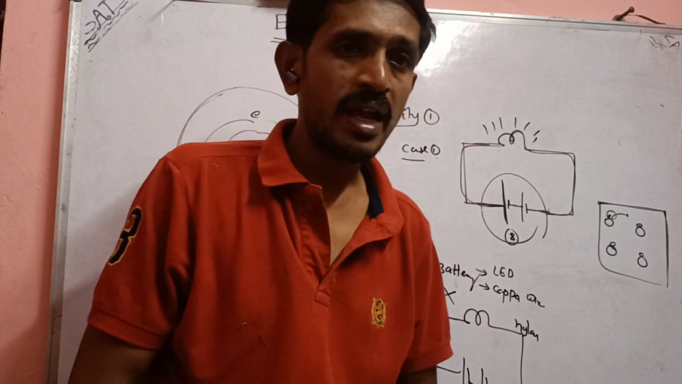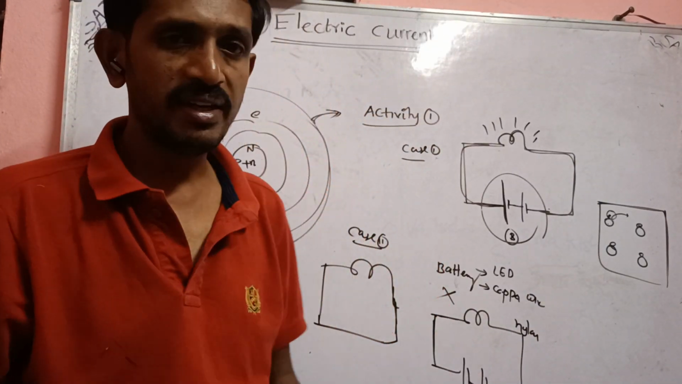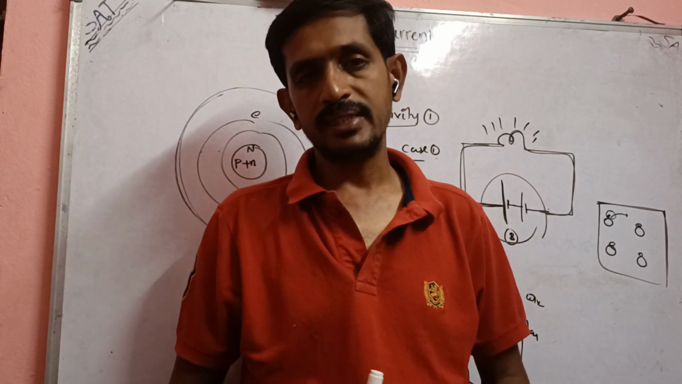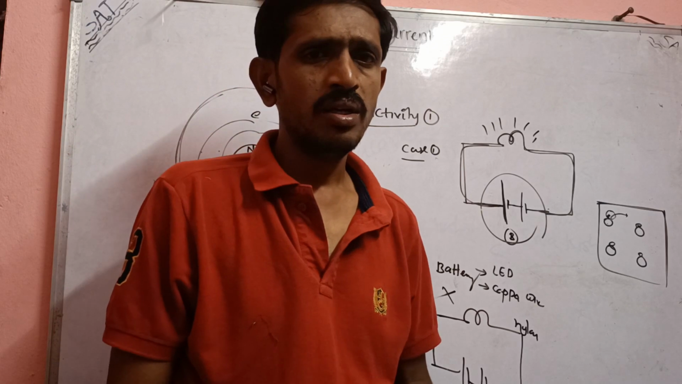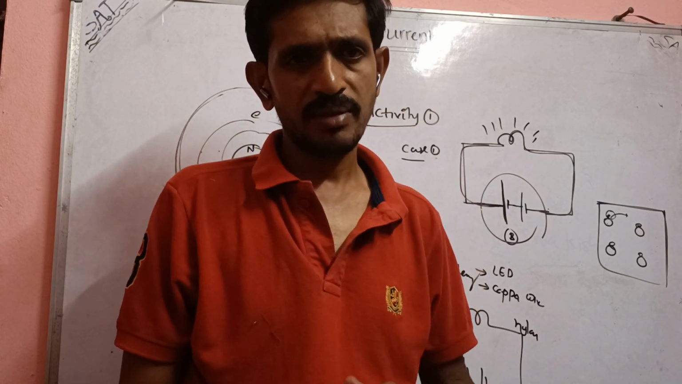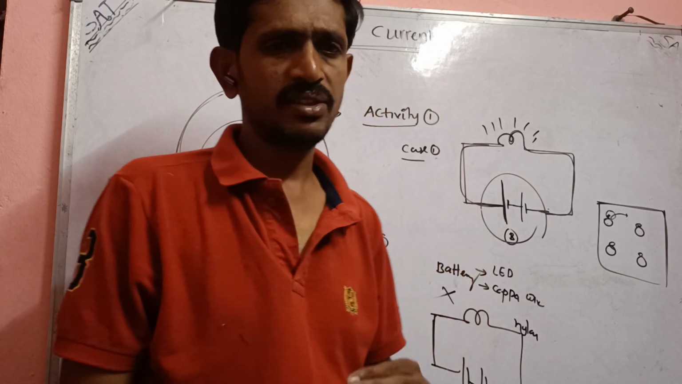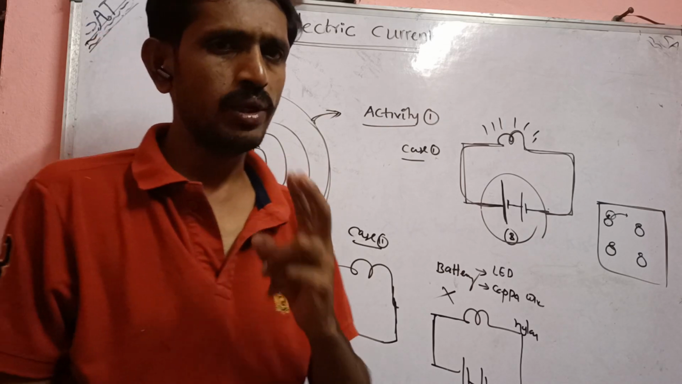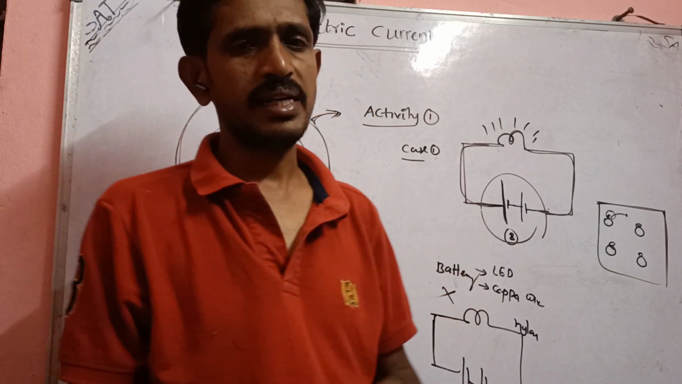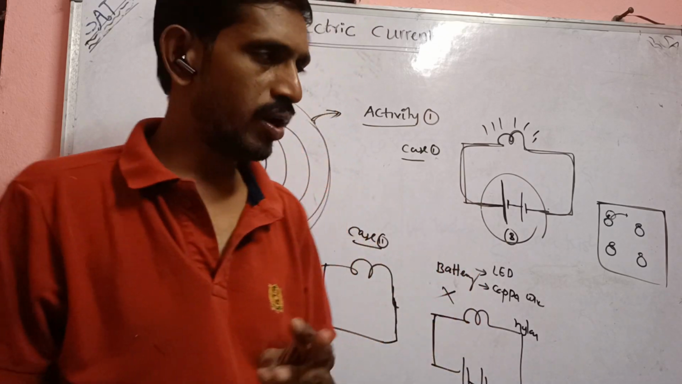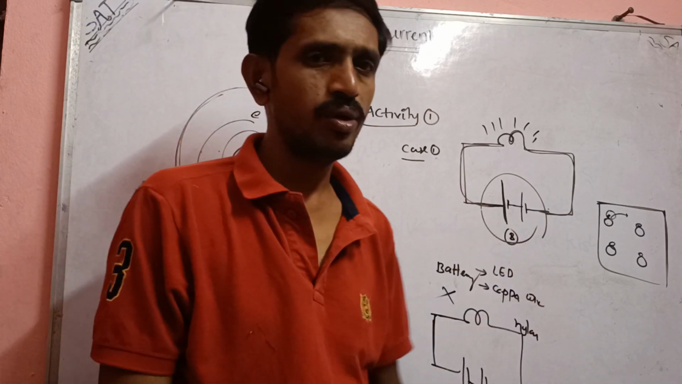From this activity we can say that materials can be classified into two types, mainly for 10th class knowledge. Actually we have conductors, semiconductors and insulators. For your knowledge, but we need to classify only two.